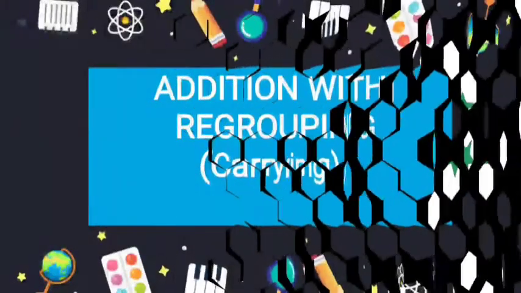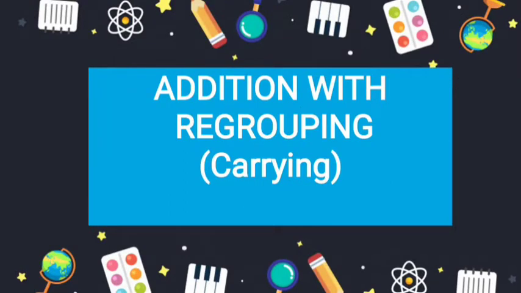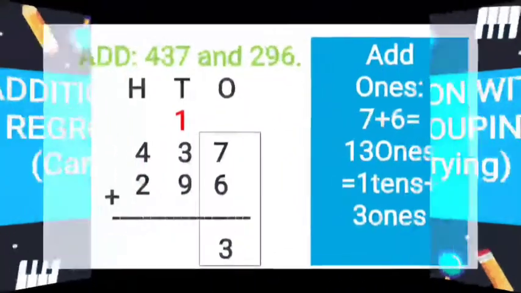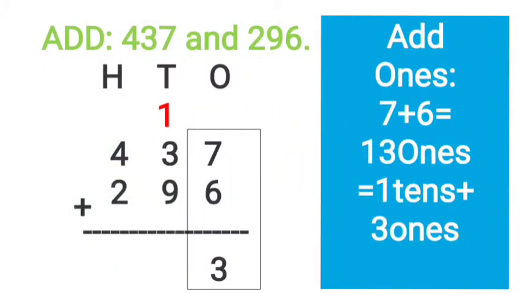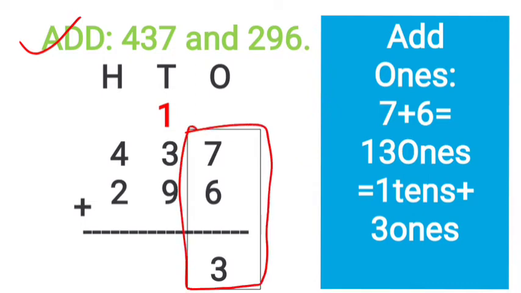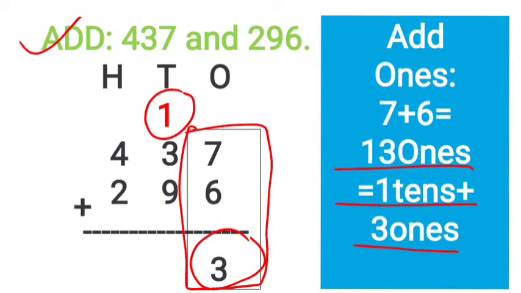So let's get into the second topic of our video: addition with regrouping, also called carrying. So let's regroup and add. Add 437 and 296. First write this in column form and then add the ones column. Here in the ones column you can see 7 plus 6 is 13 ones. So we can regroup this and write 1 ten and 3 ones. 3 will go in the ones column and 1 will be carried to the tens column.